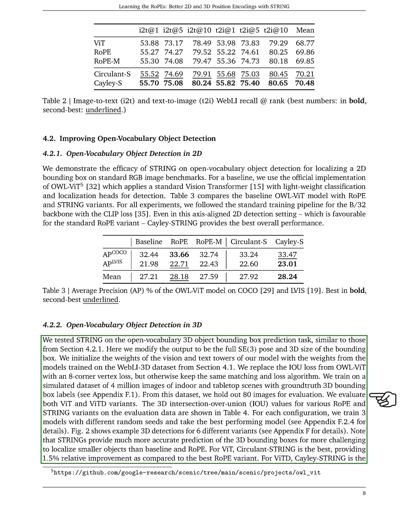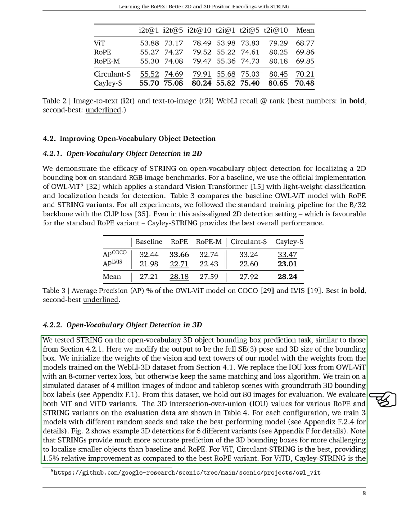We also tested STRING for open vocabulary 3D object bounding box prediction, modifying the output to include the full pose and 3D size of the bounding box. We initialized our model's vision and text towers with weights from the WebLI 3D dataset and replaced the IOU loss from OWL-ViT with an 8-corner vertex loss.